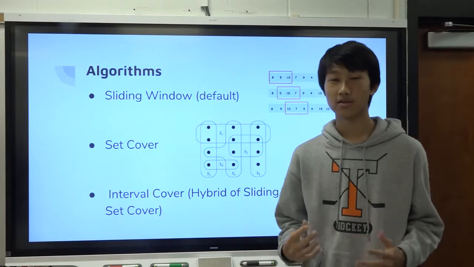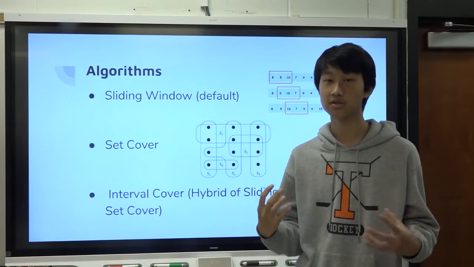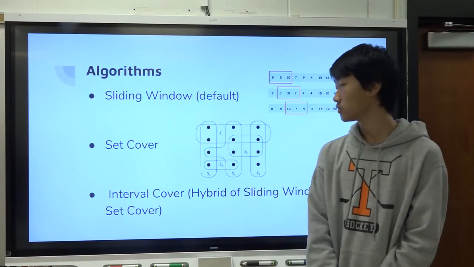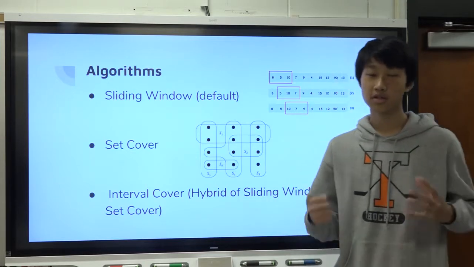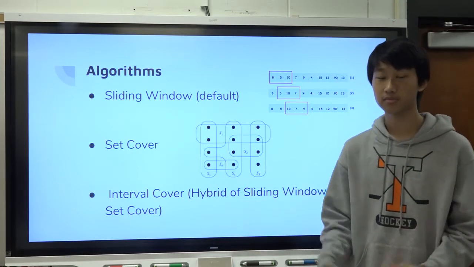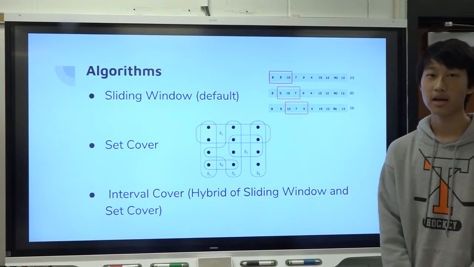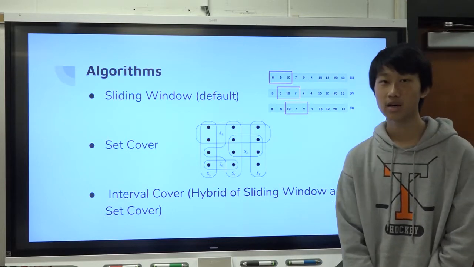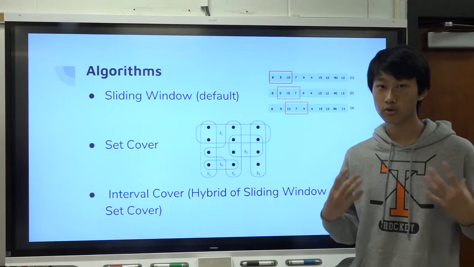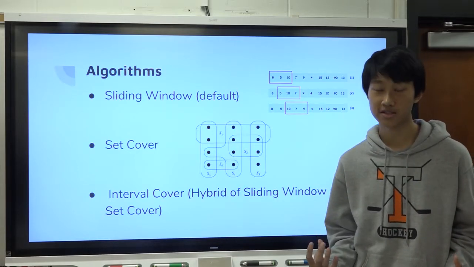Now I introduced something called set cover, which is essentially using subsets to cover a whole set. And I also used something called interval cover, which is a hybrid of the other two algorithms. By using these new algorithms, I was able to reduce the amount of leakage of BlindBox, which makes it more reliable and more secure and increases the performance of BlindBox as a whole.